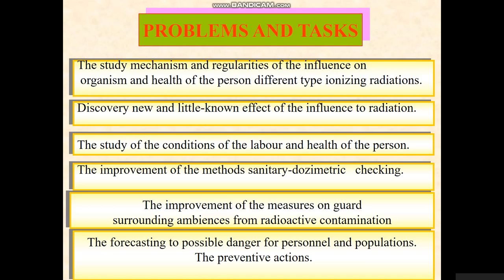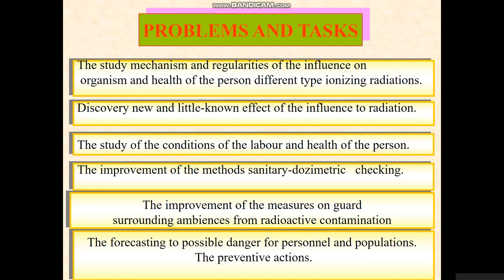The study of the mechanism and regularities of the influence of different types of ionizing radiation on the organism and health of the person, discovering new and little known effects of the influence of radiation, the study of the conditions of labor and health of the person, the improvement of the methods of sanitary dosimetric checking, the improvement of the measures on protecting the surrounding ambience from radioactive contamination, the forecasting of possible danger for personnel and population, and preventive action.